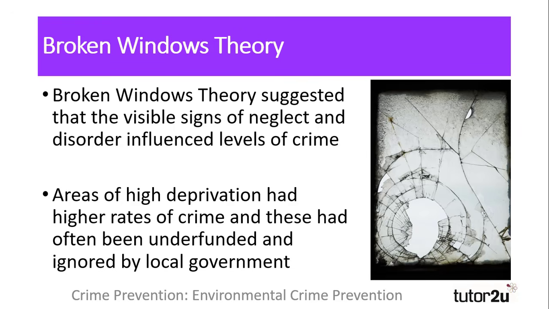Broken windows theory suggested that the visible signs of neglect in an area encouraged levels of crime, and that these signs of disorder were more likely to be found in areas of high deprivation that had often been underfunded or ignored by local government. One of the focuses of broken windows was to act rapidly to fix these signs of disorder and to crack down on those that were responsible, which ushered in zero-tolerance policing policies.